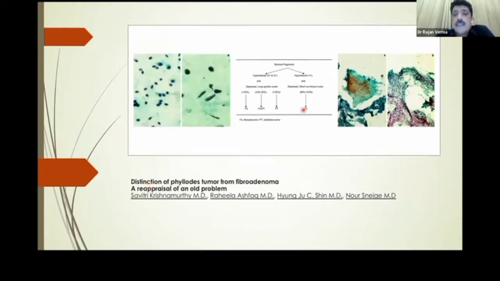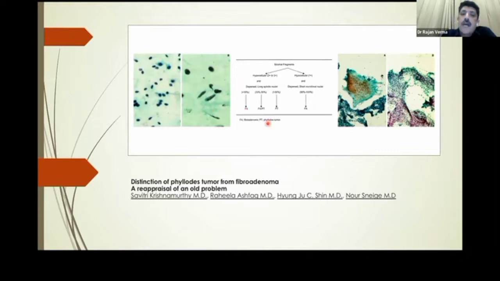Subsequently, there's another journal article, Savitri Krishnamurthy. She said that these stromal fragments, if they are studied, you conclude that it is 1 plus, 2 plus, or 3 plus cellularity in the stromal fragment. This is a stromal fragment showing 1 plus cellularity, and this is a stromal fragment showing almost 2 to 3 plus cellularity. If you see that the bare nuclei or the cells at the back are round or oval or spindle, we can differentiate whether it will come out as a fibroadenoma, a cellular fibroadenoma, or a phylloid tumor.